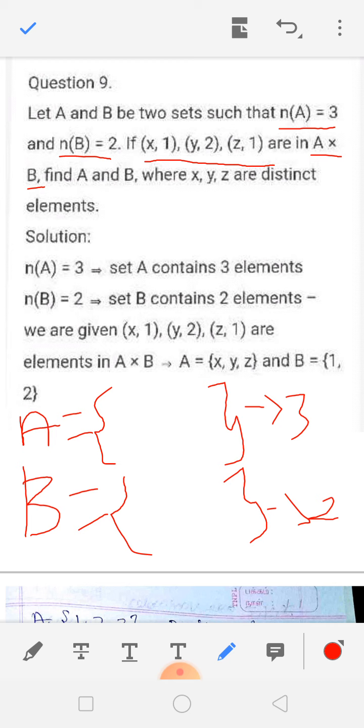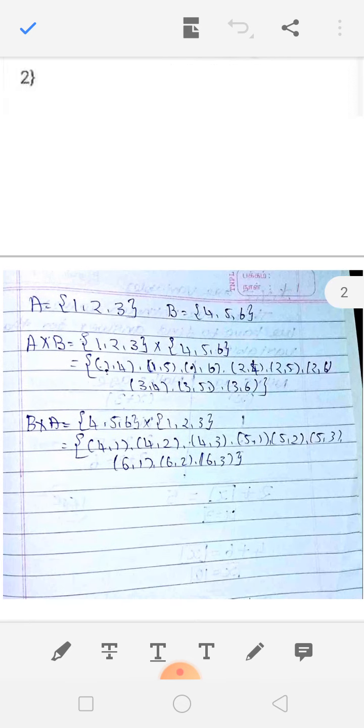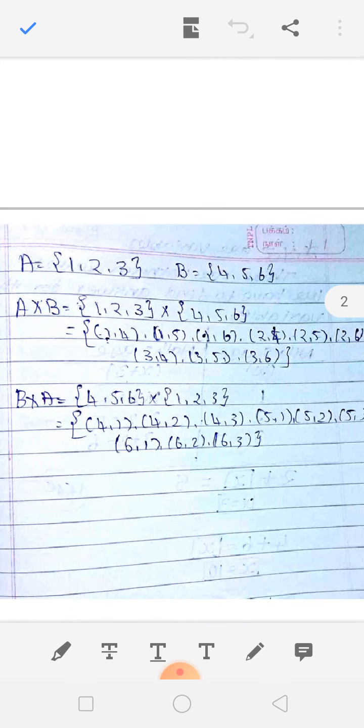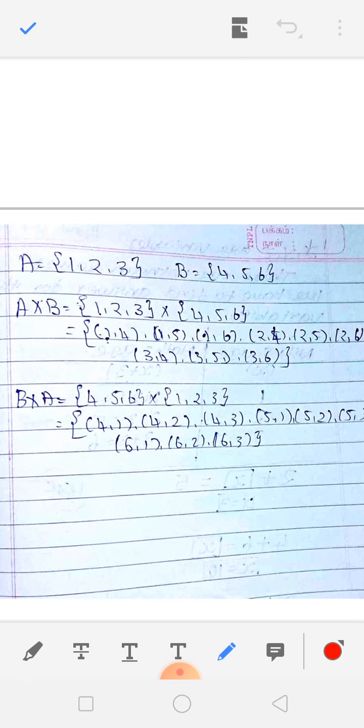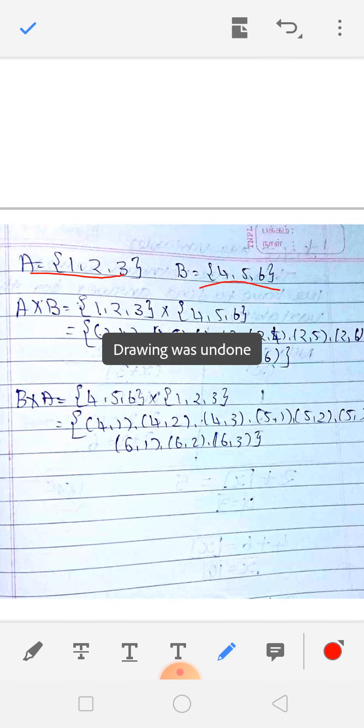This is our question. I have to find the A values and B values from this. How am I supposed to find them? Look here. This is an example for your understanding, not part of the sum. Suppose A is equal to {1, 2, 3} and B is equal to {4, 5, 6}. I am going to find A cross B.